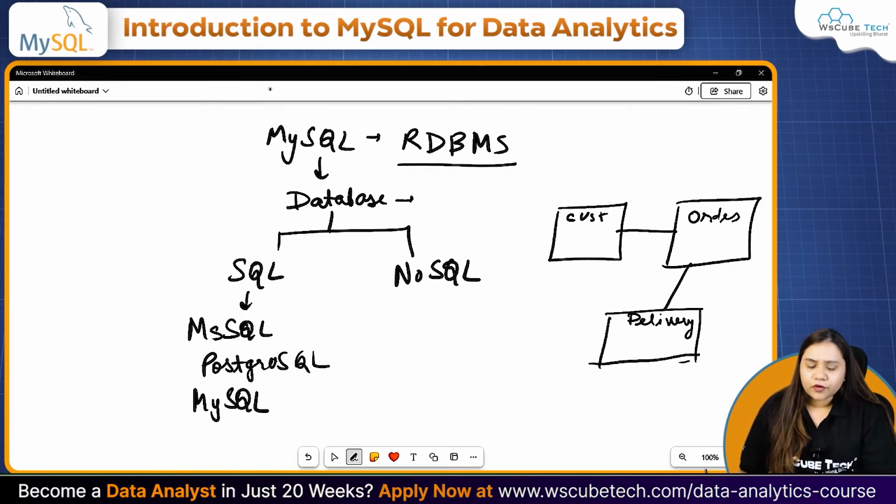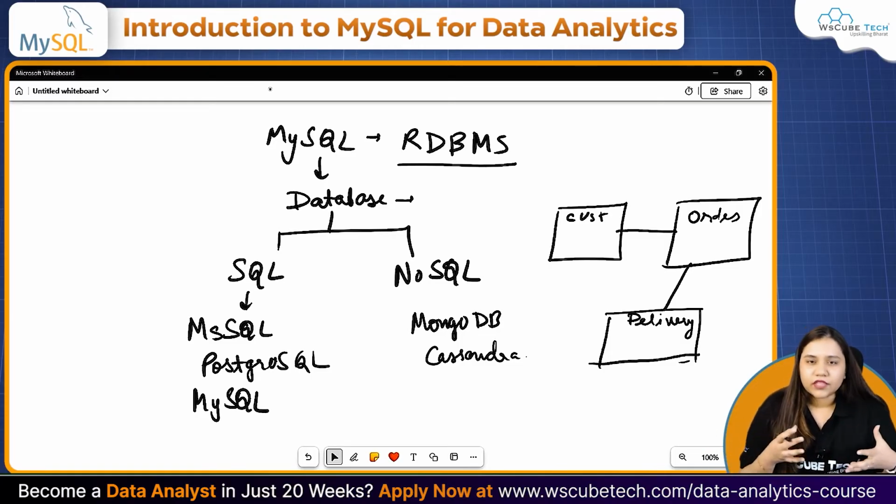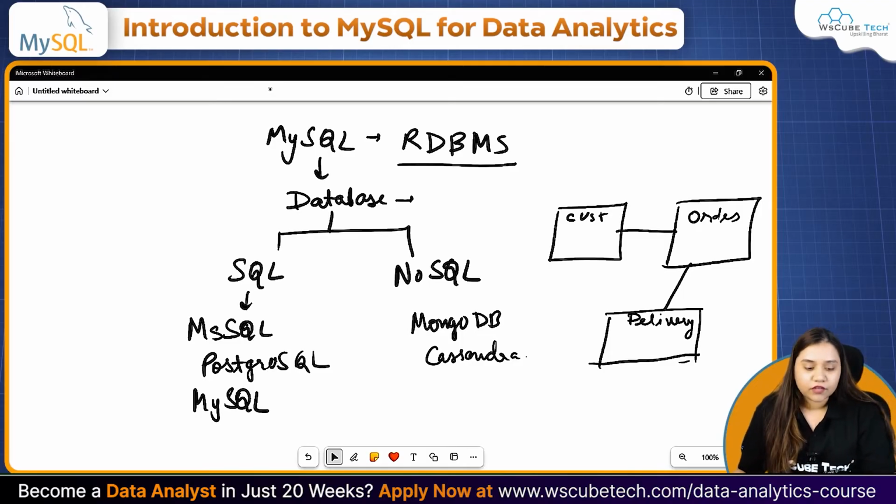Similarly, if I talk about NoSQL databases, we have MongoDB, we have Cassandra, and many more. So there are both kinds of databases, and in both kinds of databases, there are multiple types of servers that we have over here. We also have MySQL, PostgreSQL. In all of them, you will see that we use the SQL language.